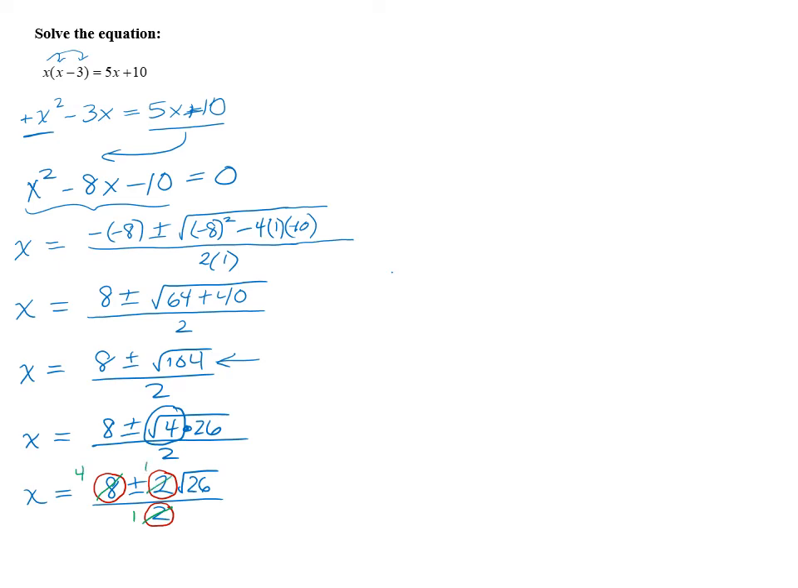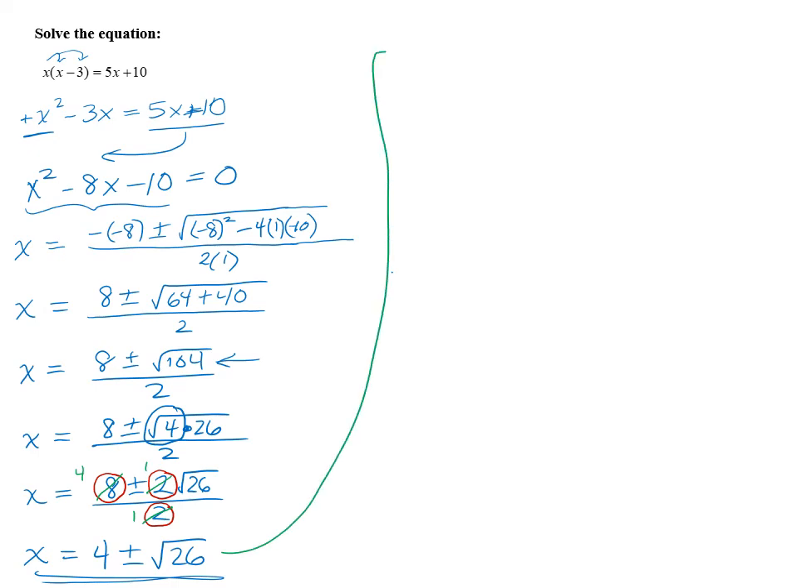So what I'm left with is x equals 4 plus or minus. 1 times anything is just that thing, so I get the square root of 26. And then the 1 in the denominator doesn't need to be written. Anything over 1 is just that number. So these are our two solutions. And now we need to check them.